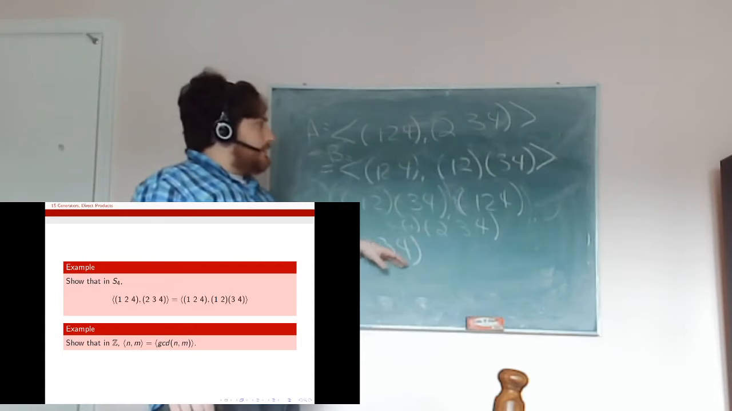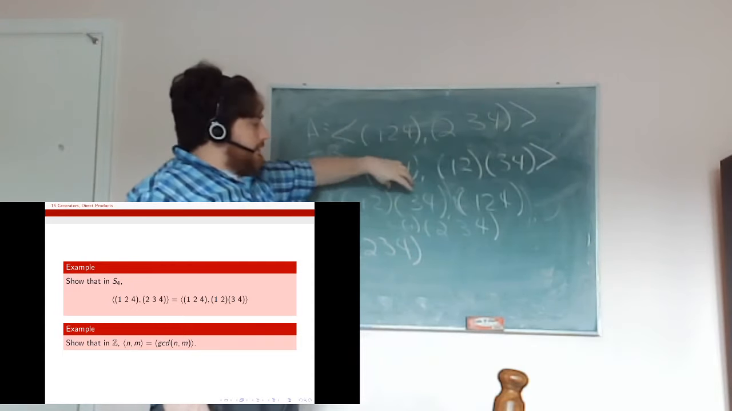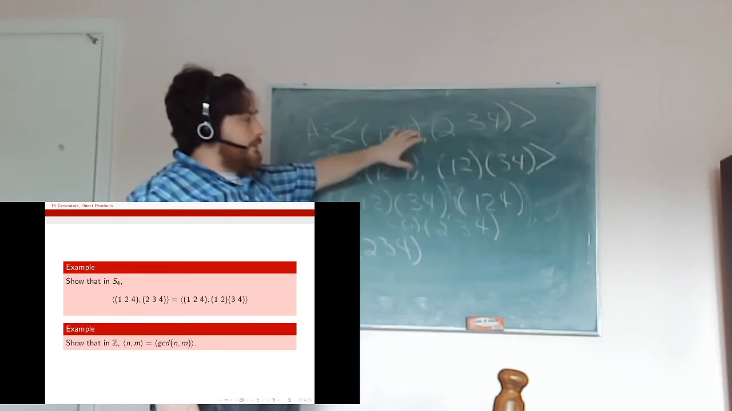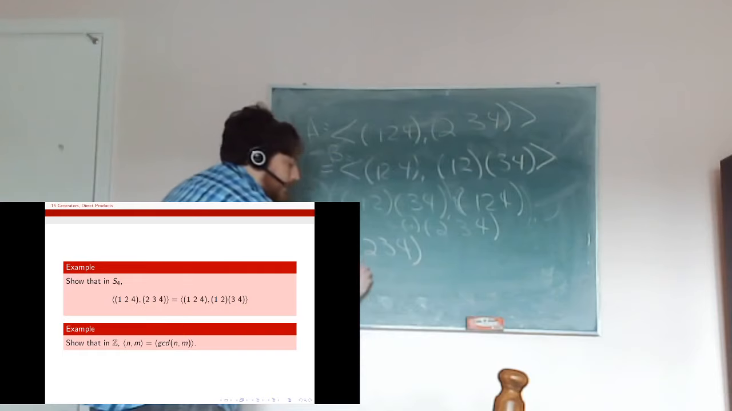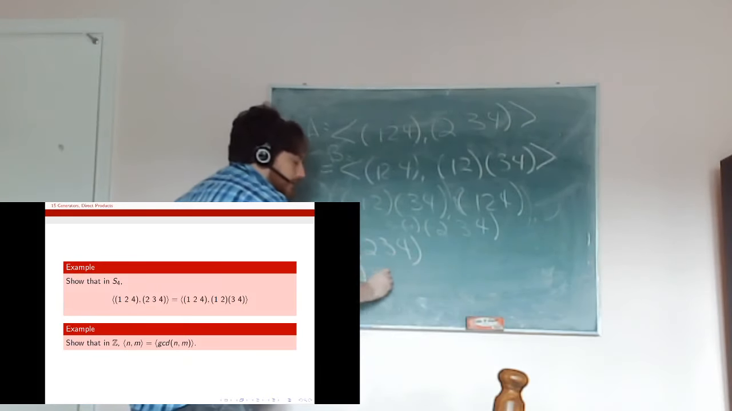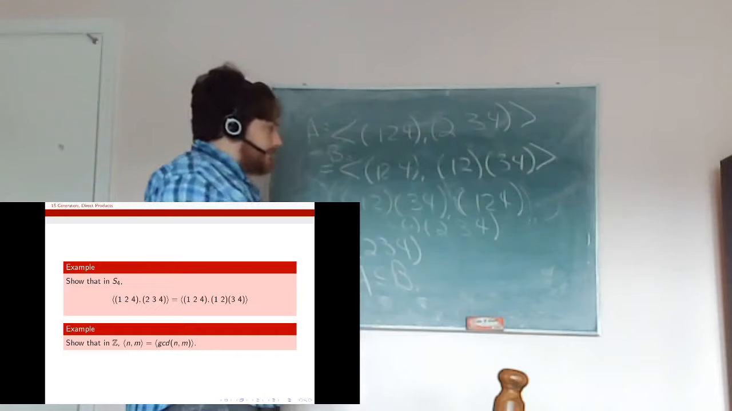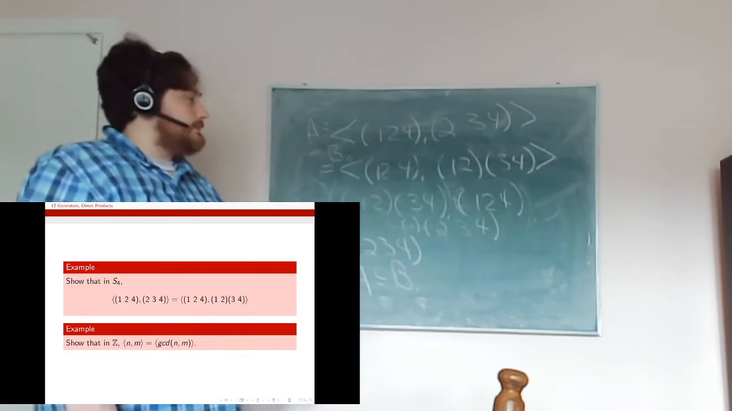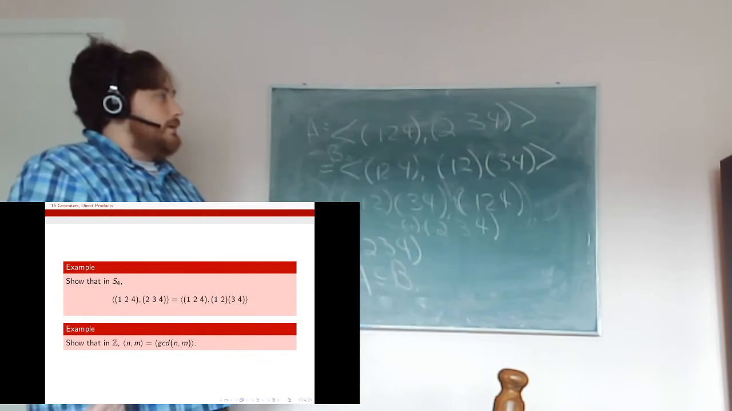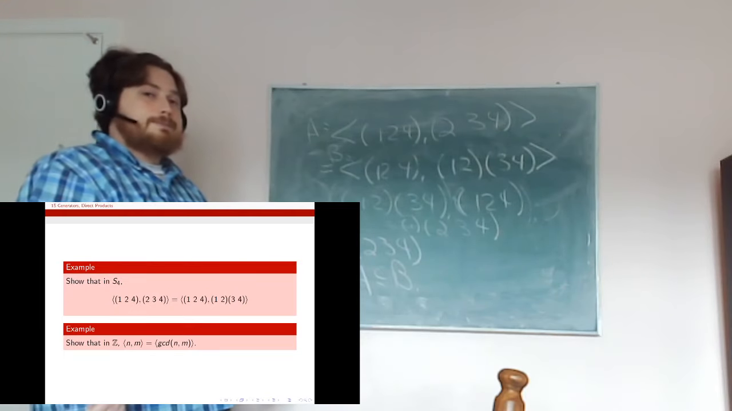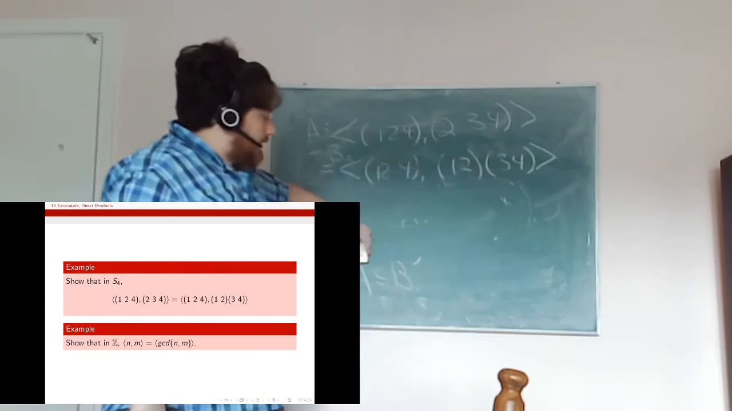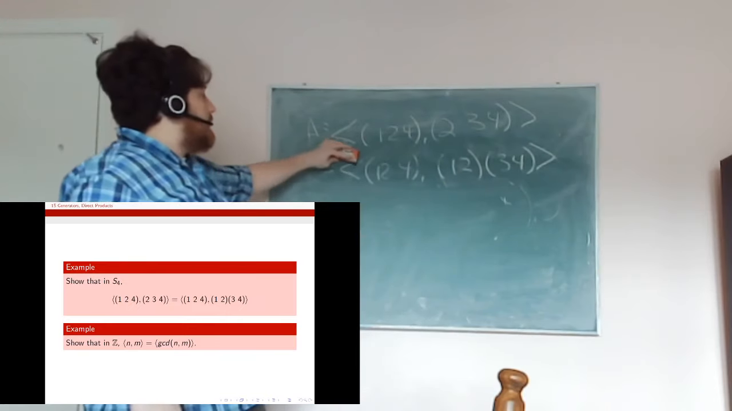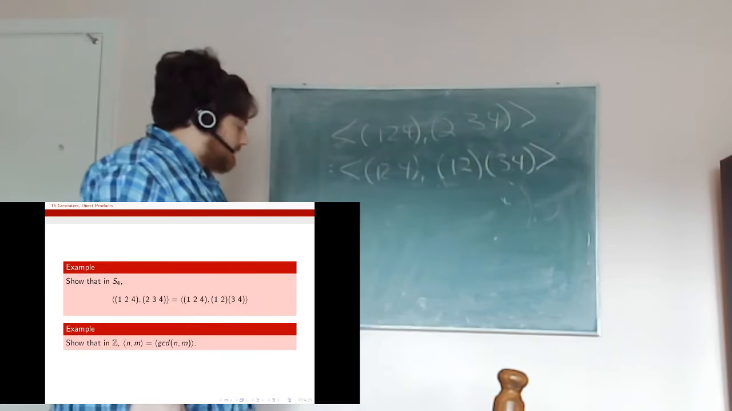So that means that (2 3 4) is equal to the composition of these two. Therefore, it's in the group generated by those two. Therefore, we have now proven, just by showing those two elements are in there, that A is a subset of B. Do you guys see that one? All right. Now to show the other direction.